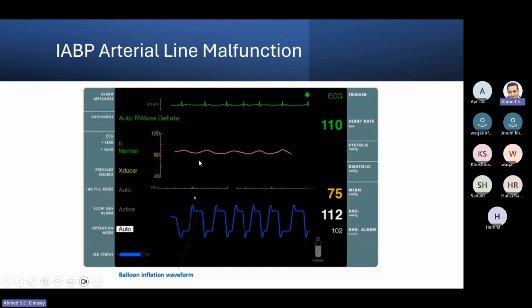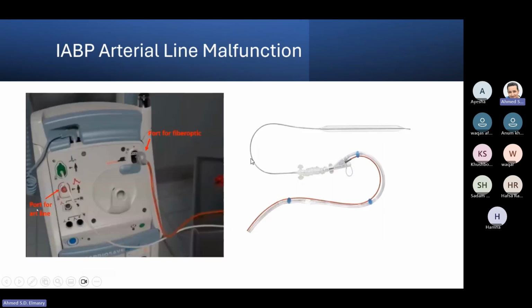So if the arterial line is not working, it could be because the port for the fiber optic probe is not working. And as you see, this is the port for the fiber optic. In the new catheter, there are two ports for arterial line measurement, either through the fiber optic or through the conventional arterial line, which is connected to the bag with heparin line in order to maintain patency.